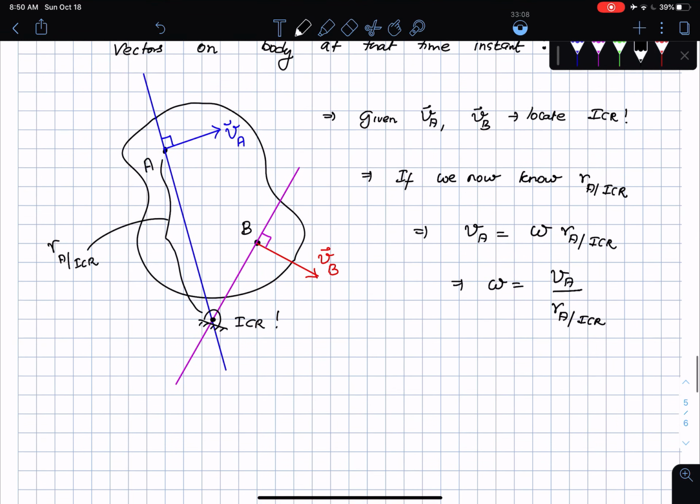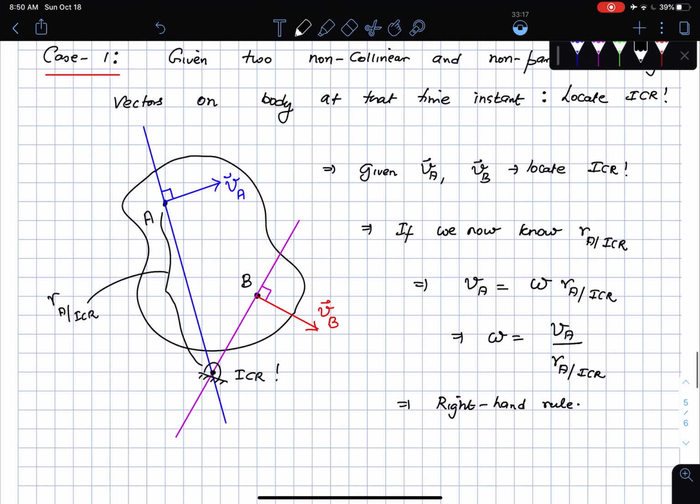This is the magnitude. How do I find the direction? The direction can be found by using the right hand rule. Take the fingers of your right hand, align it to the velocity VA, your palm faces the ICR, curl your fingers into the page, which means that the angular velocity of the body is going to be pointing this way. So once again, how did I find this ICR? I draw a line perpendicular to the velocity of B. I draw a line perpendicular to the velocity of A. The point where they have to intersect is where the ICR is.